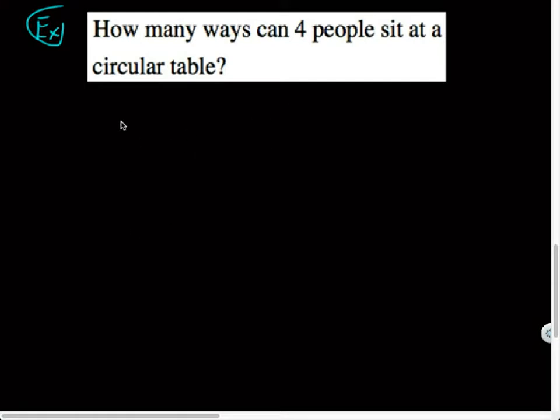Hank, you know it. So guys, check this out. I've got a circular table. Not a circular table saw, please. And I've got 4 people. So I've got person 1 and person 2 and person 3 and person 4. And the question is, how many ways can 4 people sit at a circular table?